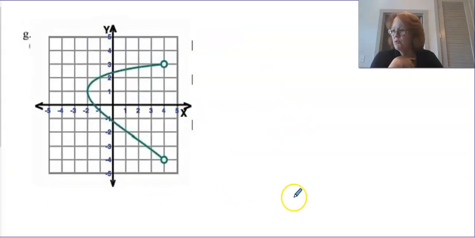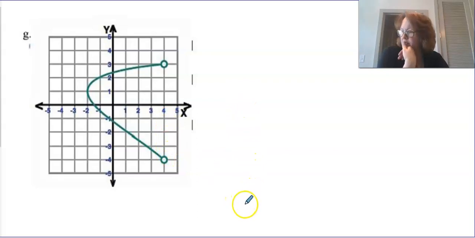For G, why don't you try this one. Pause your video. I don't know if you can see this one very clearly on your notes because it looks really bad on my paper version, but this is what it's supposed to look like. So you've got open circles here. Pause this one and try it real quick, and then come back to the video.